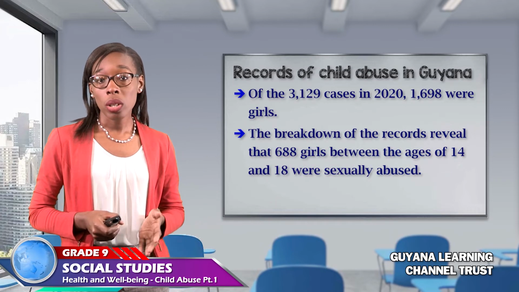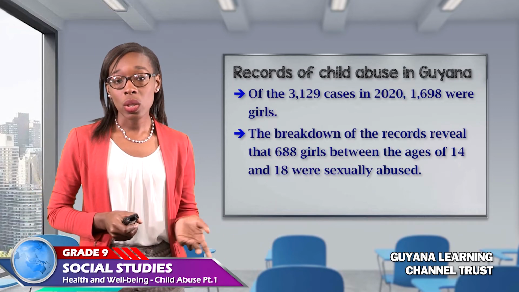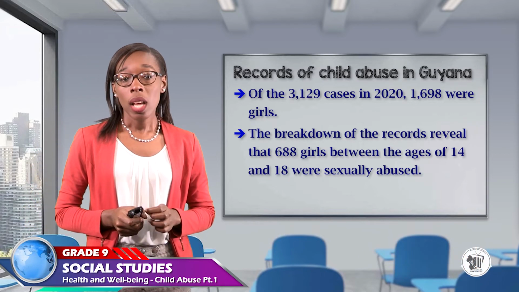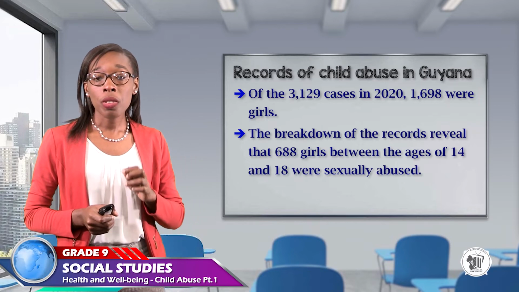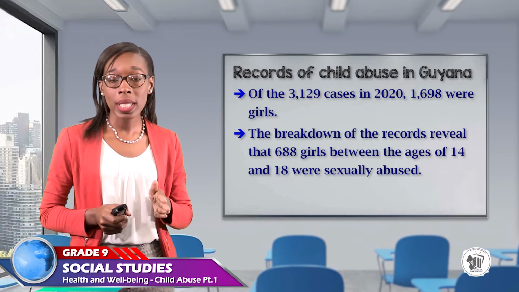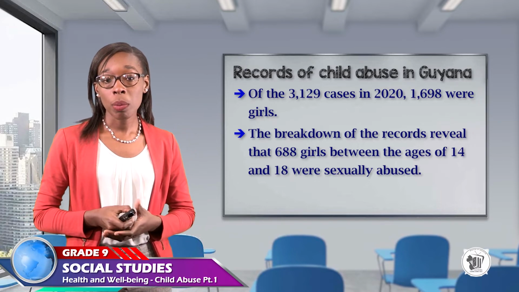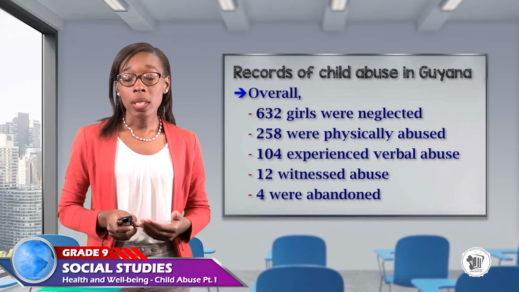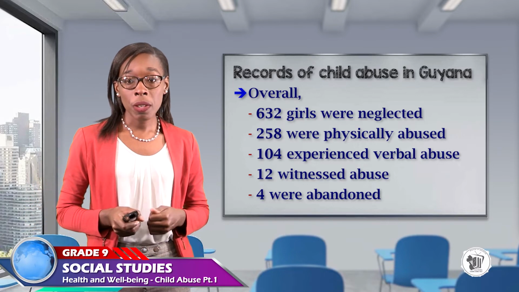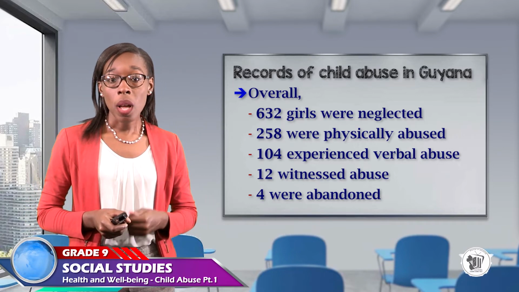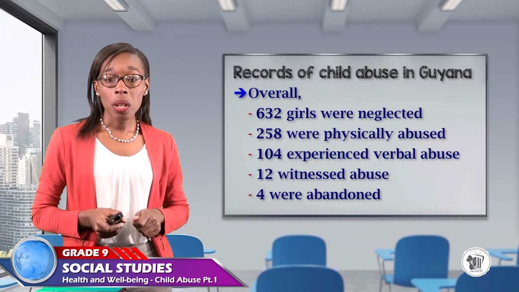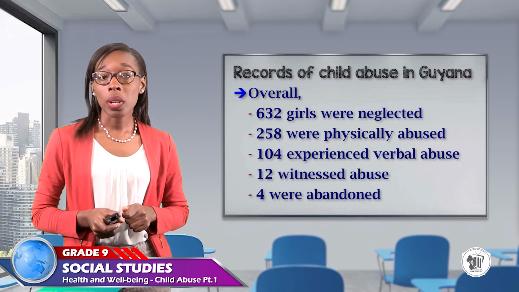Of the 3,129 cases in 2020, 1,698 were girls. Now, the breakdown of this record reveals that 688 girls between the ages of 14 and 18 were sexually abused. Overall, 632 girls were neglected, 258 were physically abused, 104 experienced verbal abuse, 12 witnessed abuse, and 4 were abandoned.